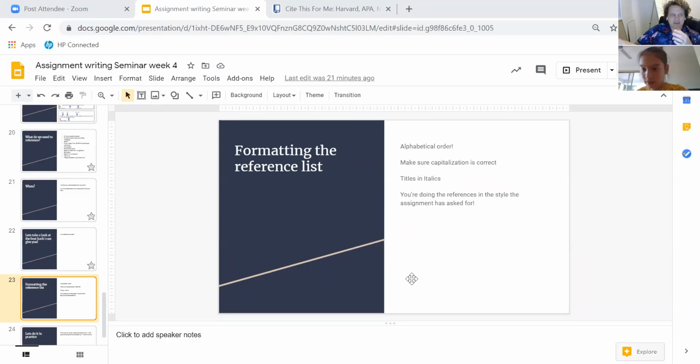The capitalization and the punctuation is really, really important. The titles of websites are in italics and the titles of the journals are in italics. Now, you could build the world's best Harvard reference list, but do you think you're going to get any marks if they've asked you to do it in APA style?